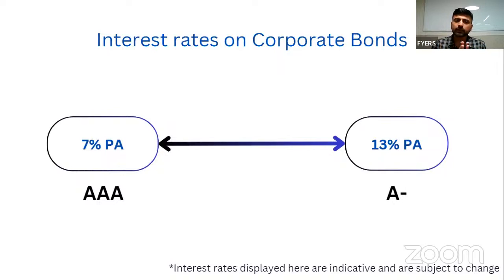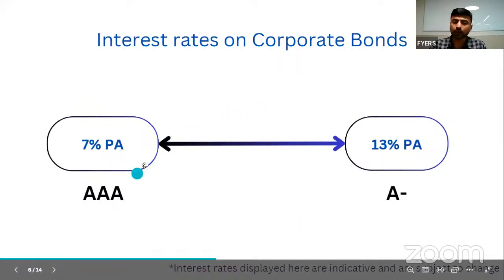To do that, first let us try to understand how the interest rates of corporate bonds fluctuate. For example, there are corporate bonds which start at a 7% per annum interest rate, and there are corporate bonds which also provide a 13% per annum interest rate. So when people think of fixed income deposits, they feel that corporate bonds also give FD-like returns, so I'm not excited about corporate bonds, but that is not the case. There is a wide fluctuation.